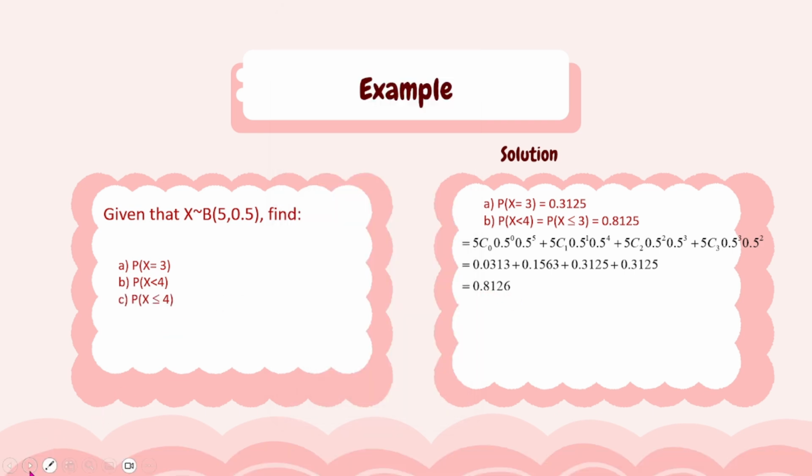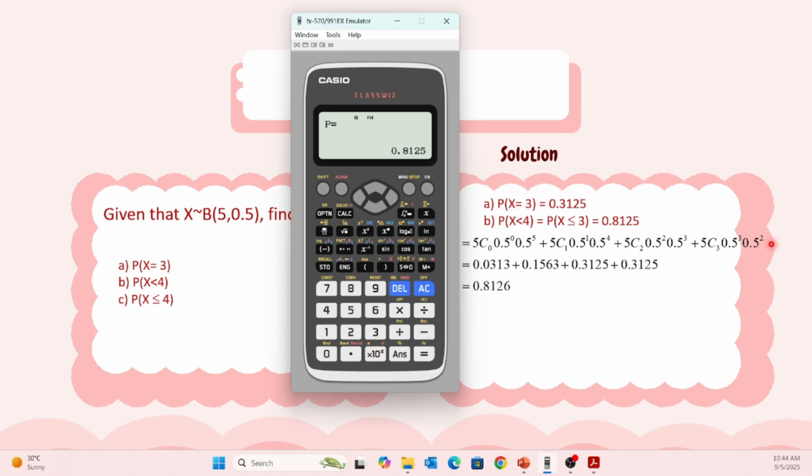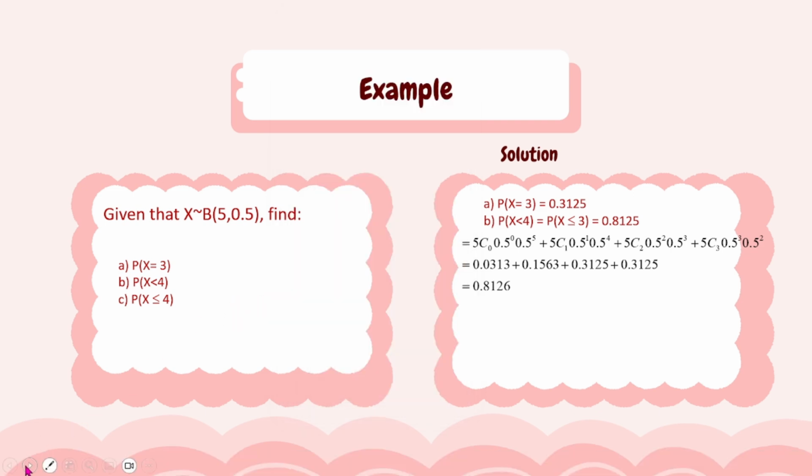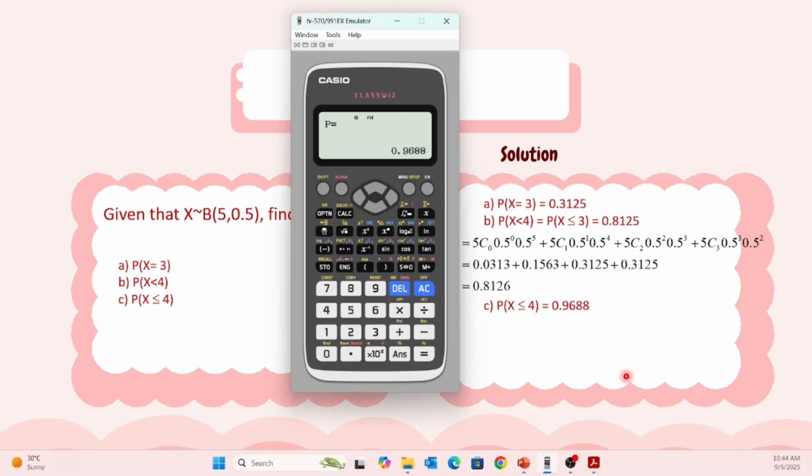And then how about the probability of x less than or equal to 4? It means inclusive of 4. So if we quickly use binomial CD, x is inclusive of 4, so this is binomial CD, x up to 4. For less than 4, we put x equal to 3. Now, for x less than or equal to 4, here we put 4. So the answer is 0.9688.